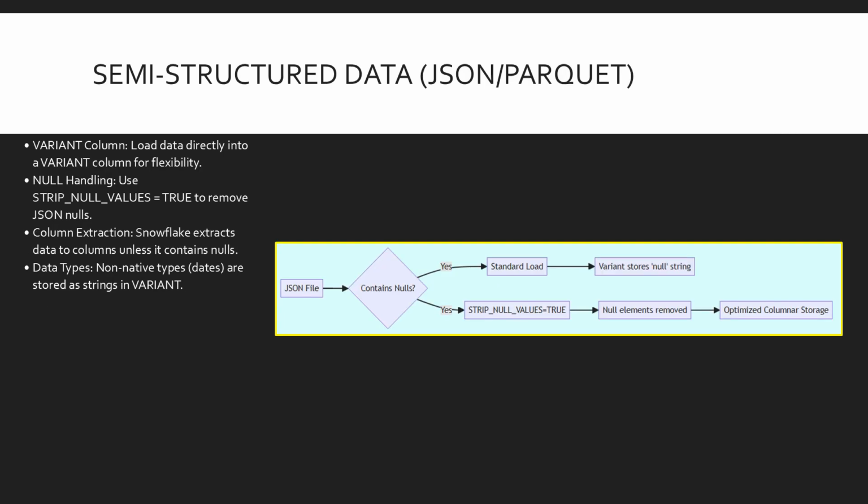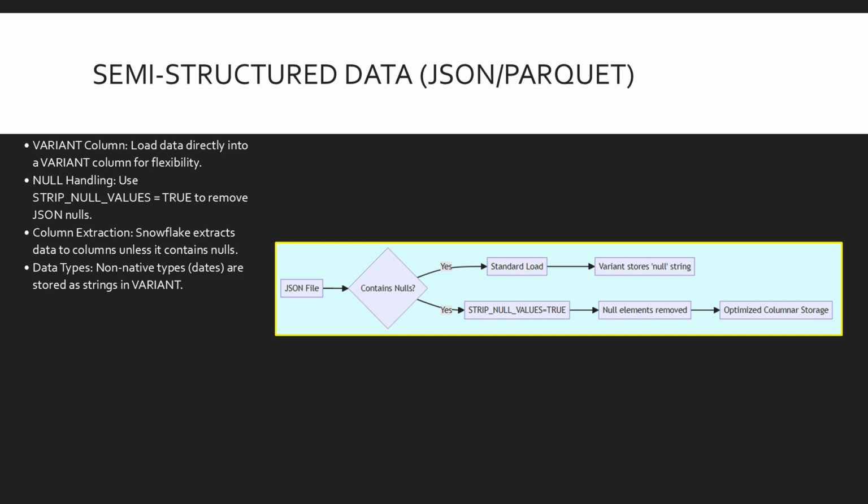When loading semi-structured data like JSON, Snowflake's variant data type offers great flexibility. However, specific considerations apply. Elements containing null values are not extracted into optimized columns by default. To optimize storage and query performance, we recommend setting the file format option strip null values to true. This removes object elements containing nulls, allowing Snowflake to better optimize the remaining data structure. Also, remember that non-native types like dates are stored as strings within the variant.